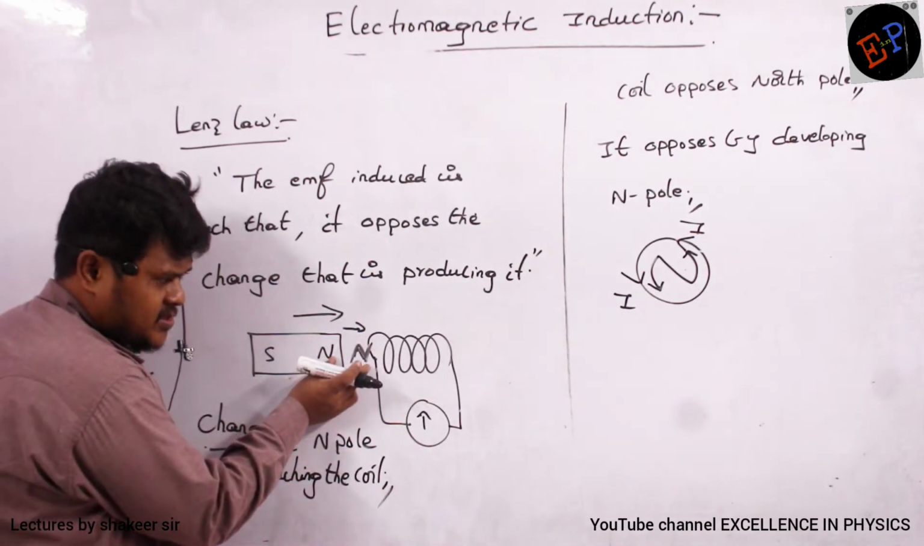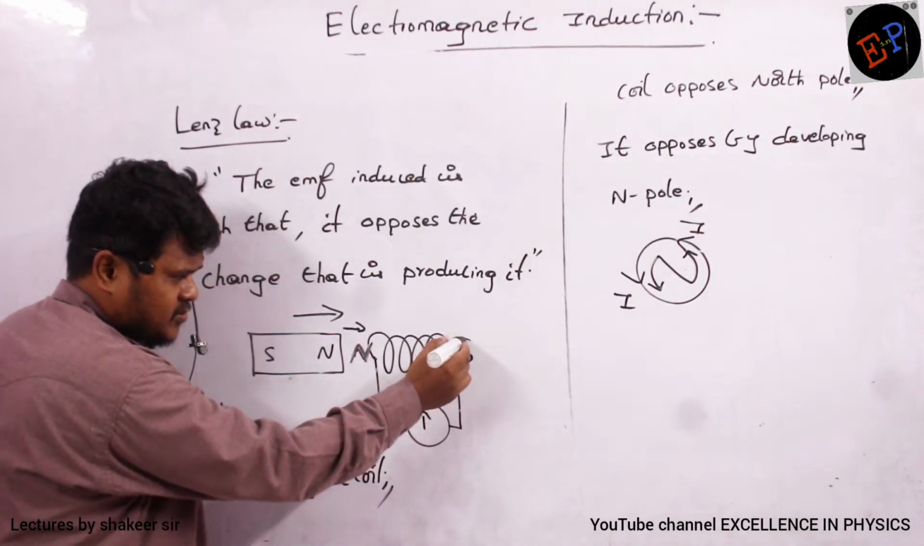Magnetic lines will be in which direction? See, on this side if it is north, definitely this side should behave like south, no?